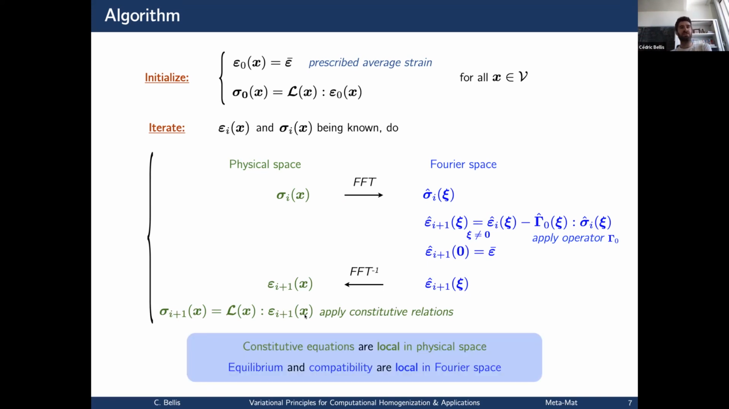And the key point of this algorithm is that everything is local, in the sense that the constitutive equation is applied locally in the physical space, and the equilibrium and the compatibility conditions that are encapsulated into the action of the Green's operator are applied locally in the Fourier space. And doing that, we have a numerical complexity equal to that of the FFT, so typically n log n instead of n squared if we had to compute the convolution product.